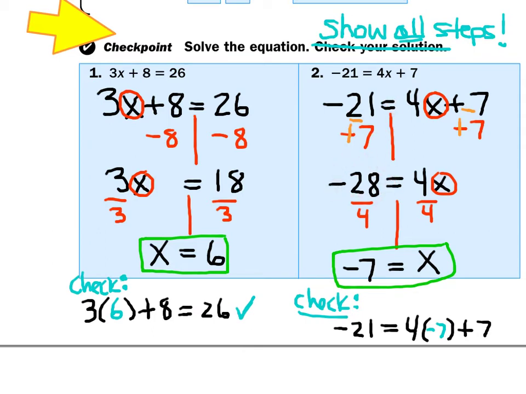I bring down the equal sign. I bring down my 4x. And then, of course, negative 7 plus positive 7 destroy each other. So now I'm left with negative 28 equals 4x. So I circle my variable, I bring down the wall, and to get rid of that 4, I divide by 4 on both sides of the equal sign. So negative 28 divided by 4 is negative 7. I bring down my equal sign, and then these 4's cancel out to make that giant invisible 1. So I have x equals negative 7.